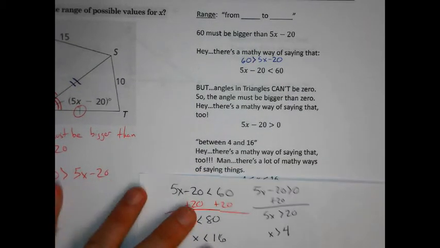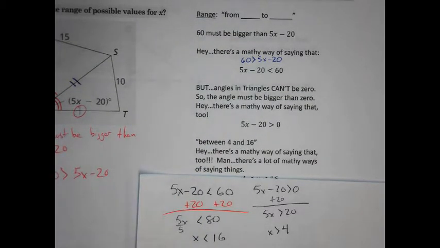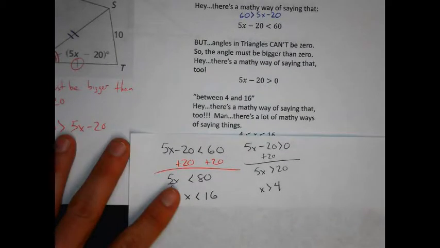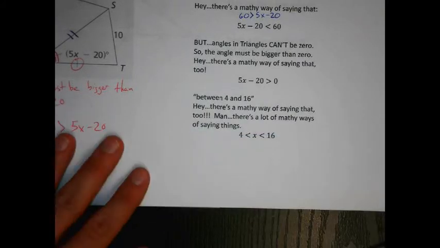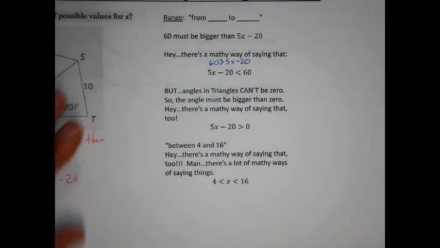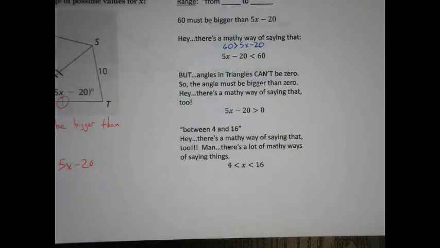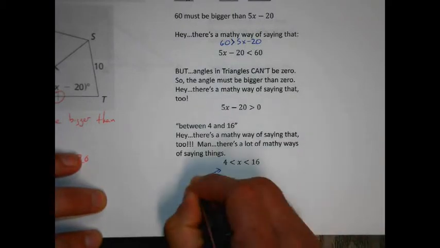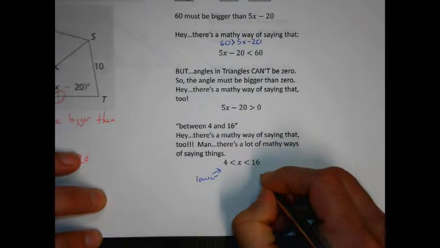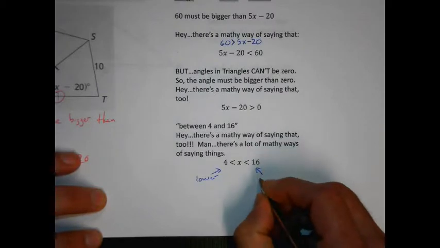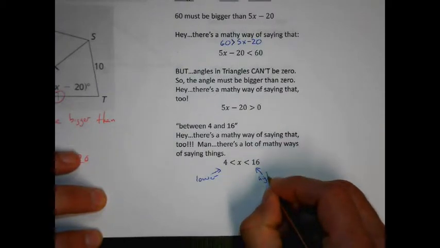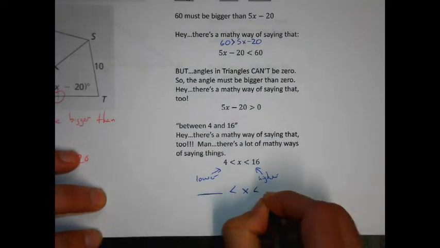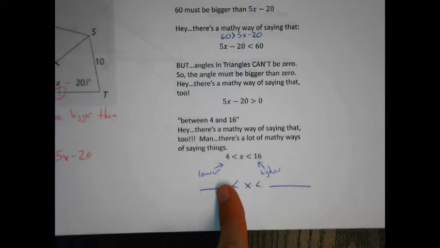So how in the world would we say that x is both bigger than 4 but less than 16? Here's how. It's what's called a compound inequality. Notice it's always the lower value, the lower boundary, to the higher boundary. That's how it must always look. So it's something is less than x, which is less than something. That is saying between the smaller number and the bigger number.